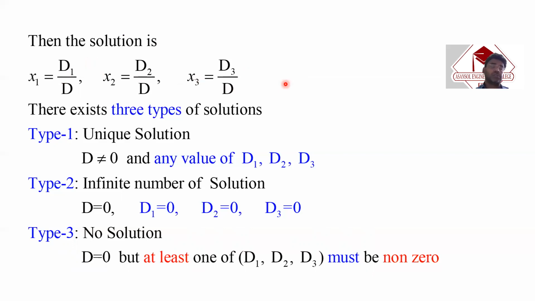But in this system of equations, there are different types of solutions. There exist three types of solutions. Type 1 is the unique solution. How do we decide there exists a unique solution? The condition is that D must be non-zero, that is, the determinant value of D must be non-zero, and D1, D2, D3 can have any value: zero, negative, positive, whatever. The main concern is D. If D is not equal to 0, you can directly conclude that there exists a unique solution.